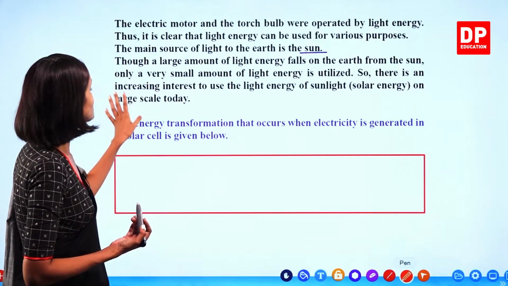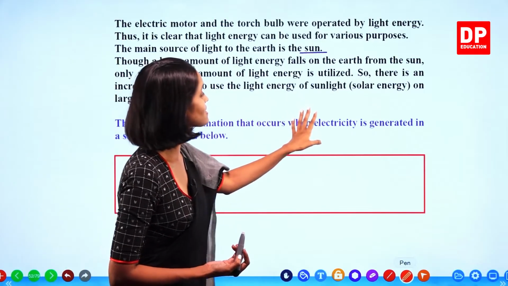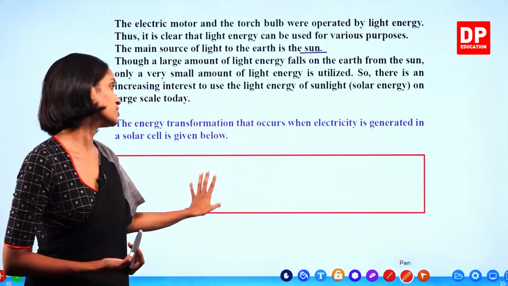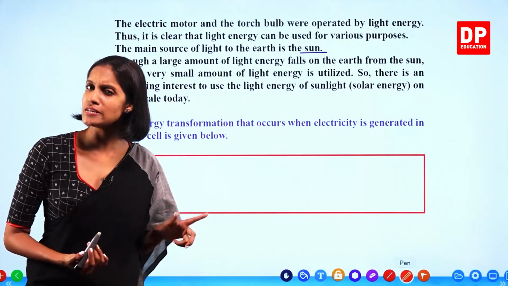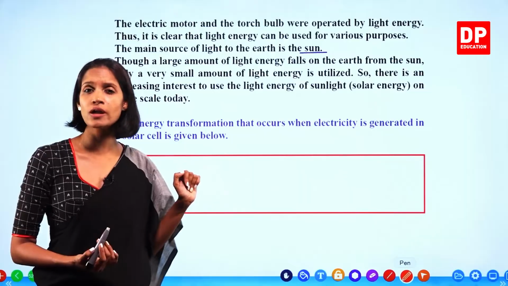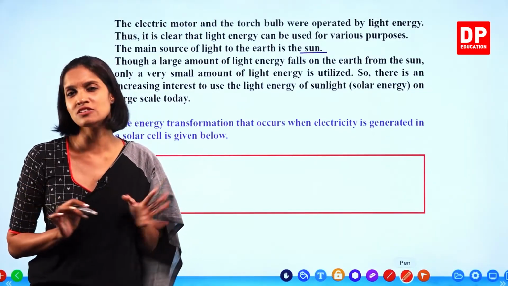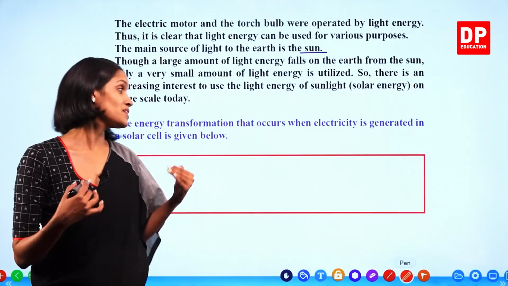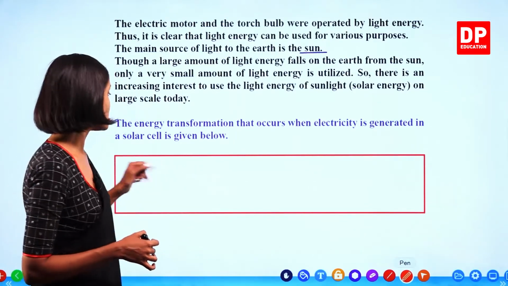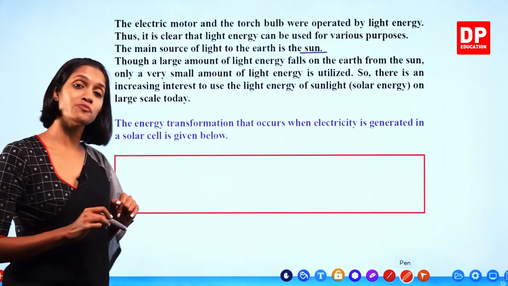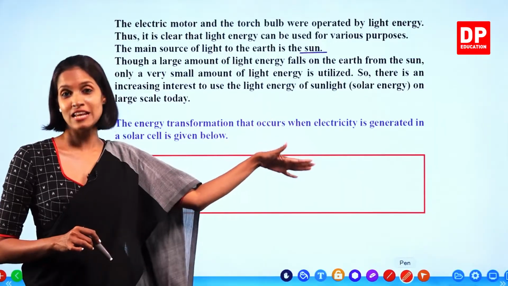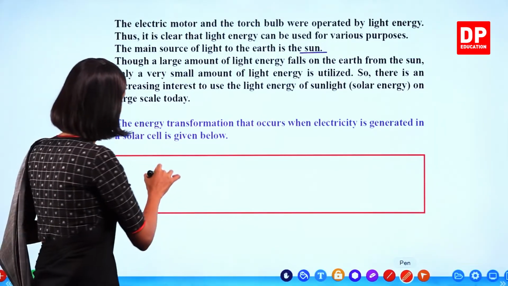Okay. So the energy transformation that occurs when electricity is generated in a solar cell is given below. We have to write it down. What is the energy transformation, children? Please write down before I write down this one. Now I'm sure it's very, very easy for you all because we discussed many instances where energy transformation takes place, right? Shall we write? So what is the energy transformation that takes place? Light energy is converted to electrical energy, right?